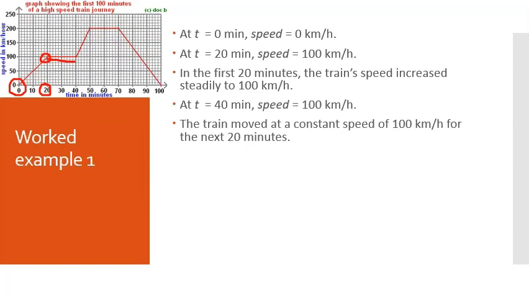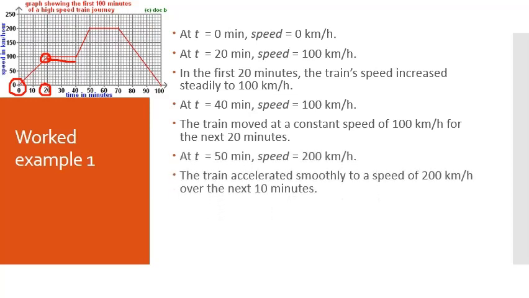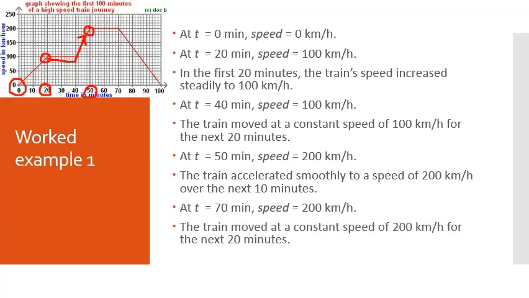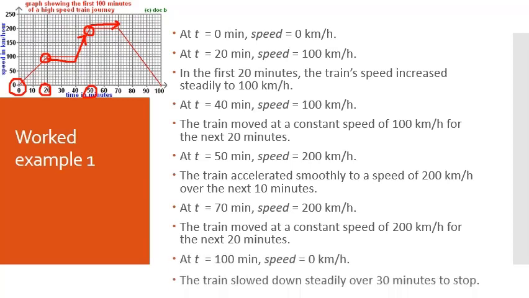Then you can see that at t equals 50 on the axis here, the speed jumps up to 200 kilometers an hour. So the train accelerated smoothly to a speed of 200 kilometers an hour over the next 10 minutes. It stayed at that speed. It moved at a constant speed of 200 kilometers per hour for the next 20 minutes. Notice we're dealing with the speed. It's almost like we're looking at the speedo on the train.